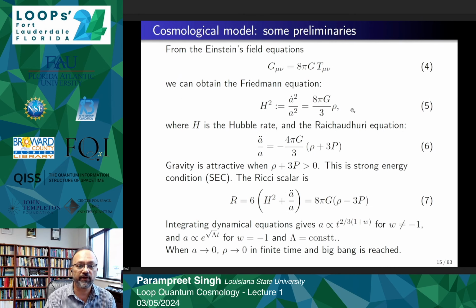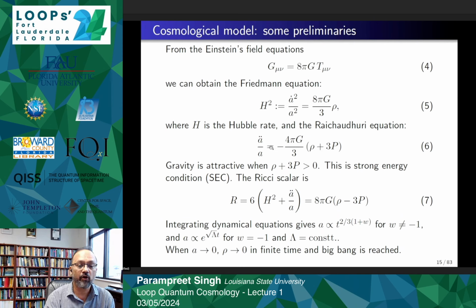Now from the Einstein field equations, which is G^mu nu equal to 8πG T^mu nu, we can first obtain the Friedmann equation from the G^00 piece, which is H squared, equal to a dot squared by a squared, is 8πG by 3 rho. And the Raychaudhuri equation from the other pieces of G^mu nu equal to T^mu nu, which goes as a double dot by a equal to minus 4πG by 3 times (rho plus 3p). We can find from this equation that gravity is attractive when rho plus 3p is greater than 0. This is also the strong energy condition, which we'll refer to sometimes.